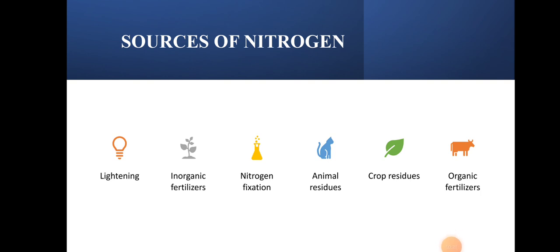There are many sources of nitrogen available in the environment, that is from lightning, inorganic fertilizers, nitrogen fixation, animal residues, crop residues, and also other organic fertilizers.